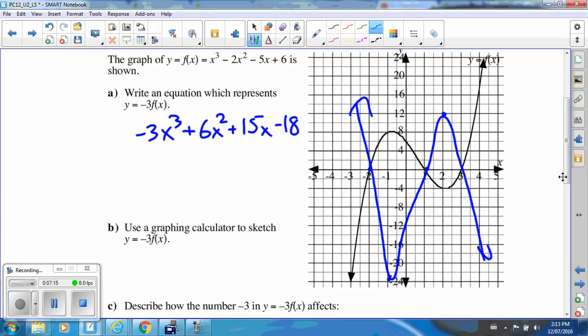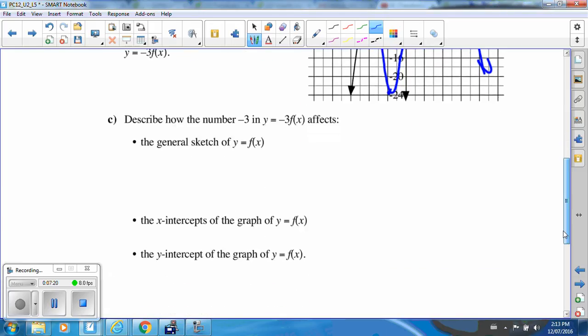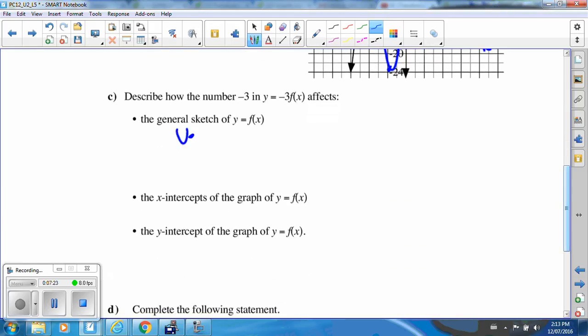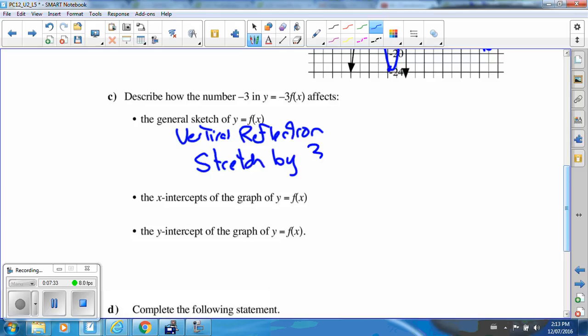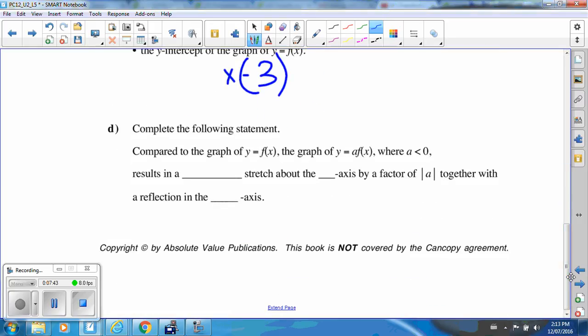Like that. And so this is a vertical reflection and stretch by 3. The x-intercept stayed the same, the y-intercept multiplied by -3. So it's a vertical stretch about the x-axis and a reflection in the x-axis.